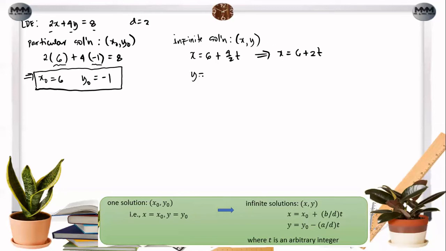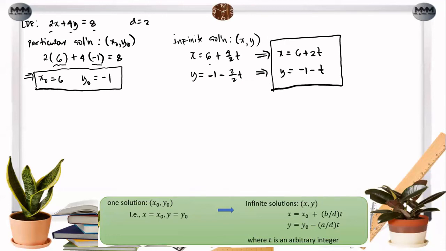And then y is equal to, we have y sub 0 is negative 1, minus a over d. So a here is 2 over 2, times t. Hence, y can be written as negative 1 minus t. So here, this is our infinite solution based on our particular solution that we have chosen. The particular solution we have is 6 and negative 1.